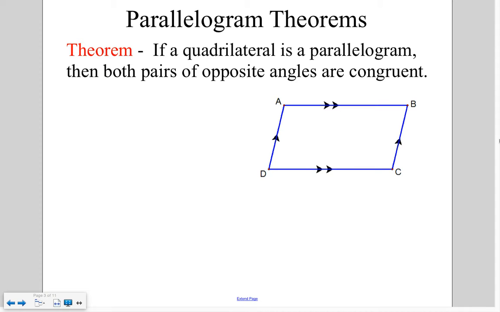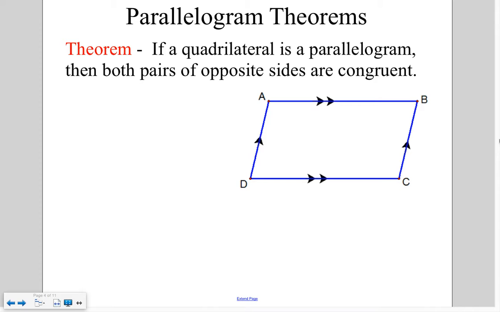If a quadrilateral is a parallelogram, then both pairs of opposite angles are congruent. This goes back to what we showed on the last slide. Angle A is going to be congruent to angle C, and angle B is going to be congruent to angle D. And this is always true in any quadrilateral that can be classified as a parallelogram. Opposite angles are congruent.